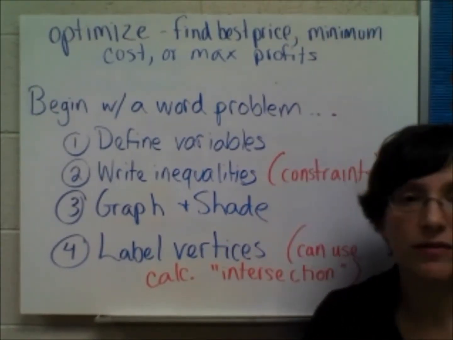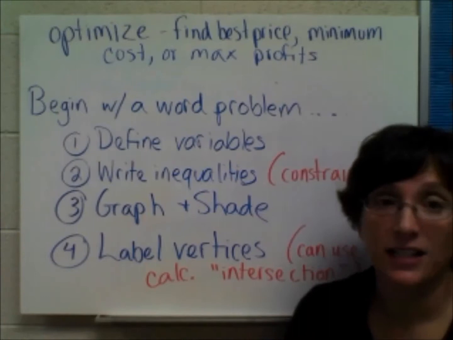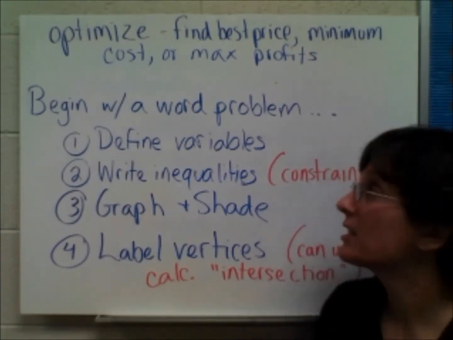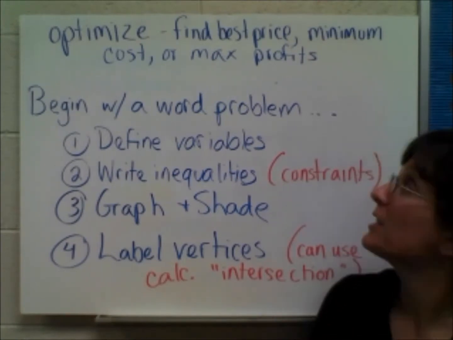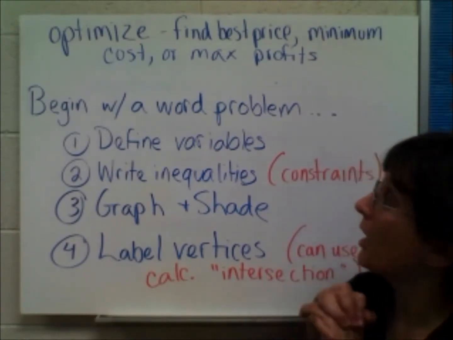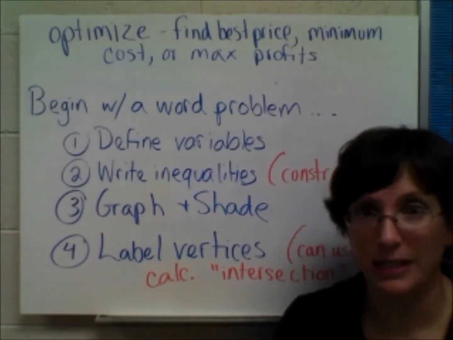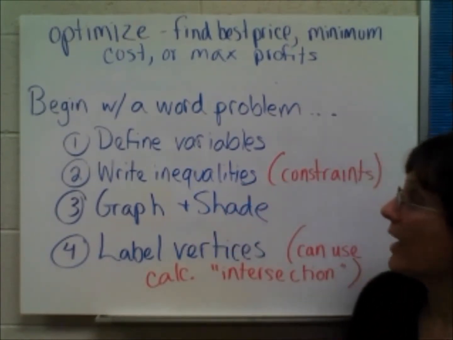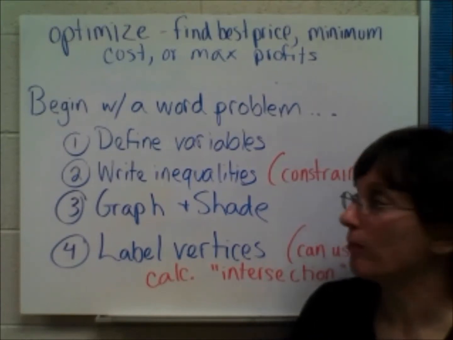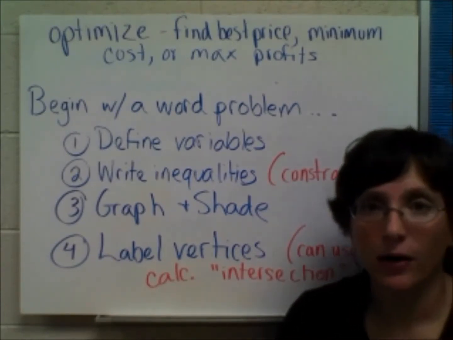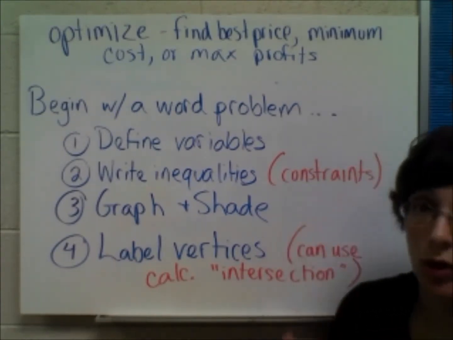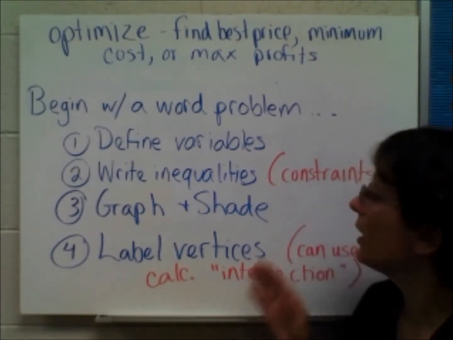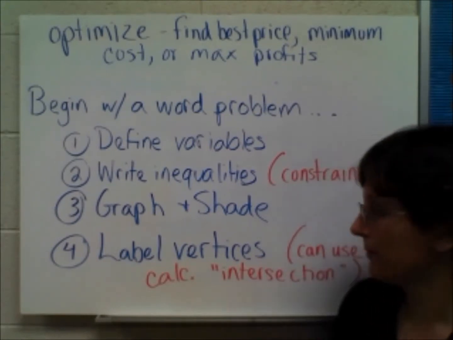So in almost all of these problems today, you're going to be asked to optimize something. And optimize means find the best price, the lowest cost, the best profits, whatever. There's 7 steps to do this. The first is you're going to start with a word problem, and you have to define the variables in the word problem. Then you're going to write out the inequalities that form your constraints. Then you're just going to graph and shade those inequalities, and that will give you your feasible region.